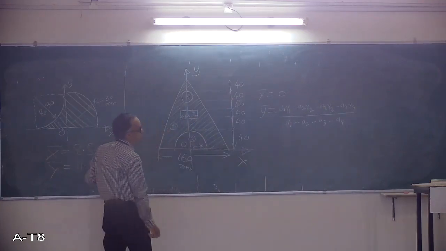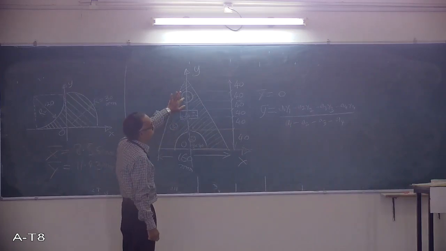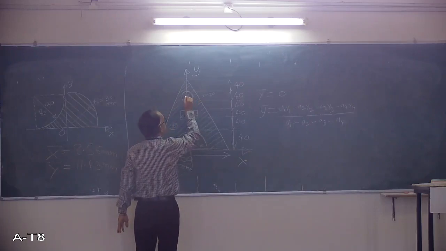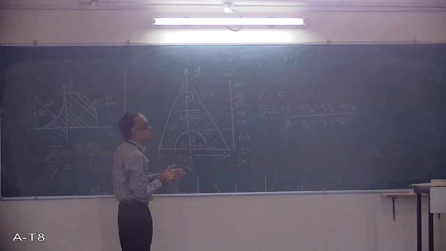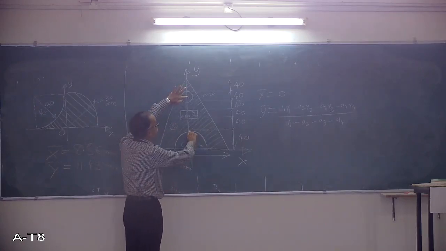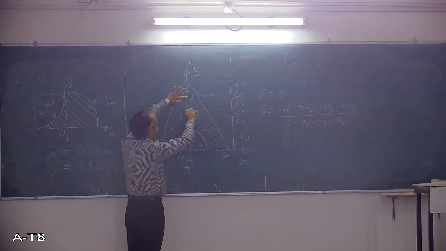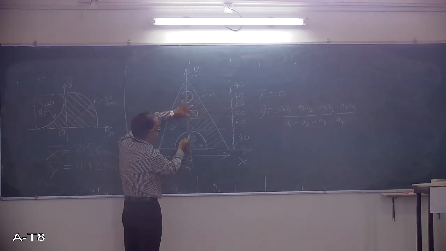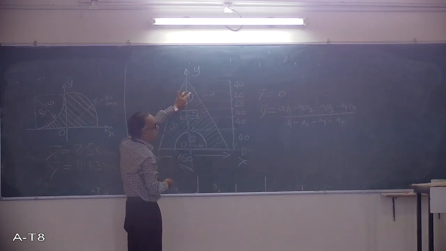Then the last circle, the area is pi r square. What is the diameter given? This is 40. That means the radius will be 20, half of this. The center will be at this point. Pi r square will be your A4. What is y4? This is the centroid. This is 40 plus 40 plus 40 plus 40 plus 20, exact half of this. That will be your y4. I repeat once again: 40 plus 40 plus 40 plus 40 plus 20. That will be y4.